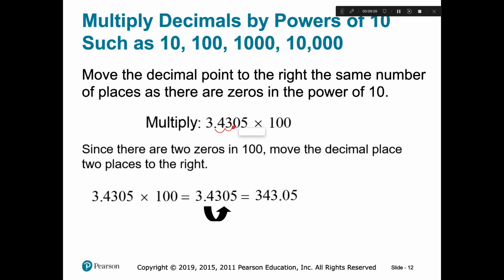You probably already discussed this. Sorry, I had a meeting this morning. So how do you know if you're going to the left or to the right? If your number is bigger than 1, you move it to the right however many decimal places are behind. If your number is smaller than 1, then we move it to the left. However many places.